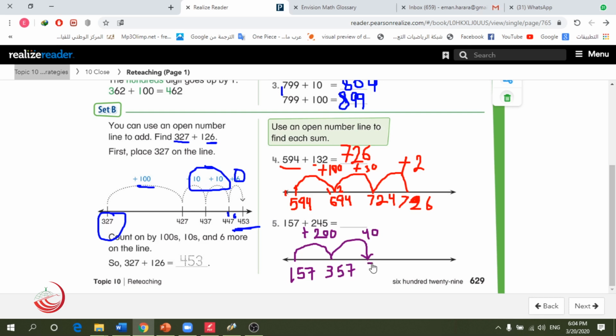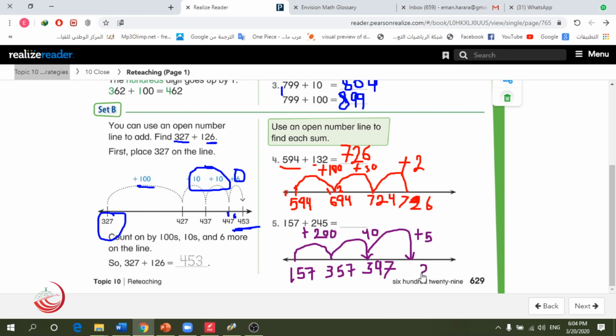The hundreds will stay the same, 3. 4 plus 5, it will be 9, so it will be 397. Now let's add. How many ones should I add? Plus 5. Now let's add 5 to the 7. 5 plus 7, 8, 9, 10, 11, 12.